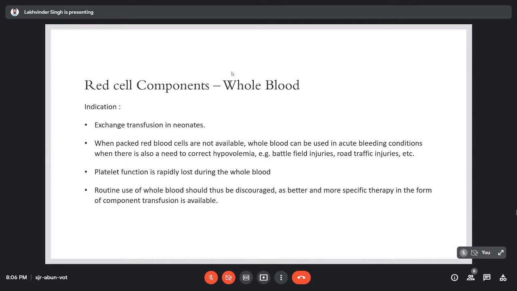So routine use of whole blood should be discouraged, because whole blood contains all the components. A patient who has anemia only requires red cells, and does not require plasma or platelets. Then why give extra plasma? Plasma can cause various adverse reactions, like allergic reactions. Platelets can cause febrile reactions because leukocytes and some monocytes are there in the platelets, and plasma can cause severe reactions like TRALI. It is known that the more plasma you transfuse, the more lung injury you develop. It is because of TRALI. That's why the routine use of whole blood should be discouraged.